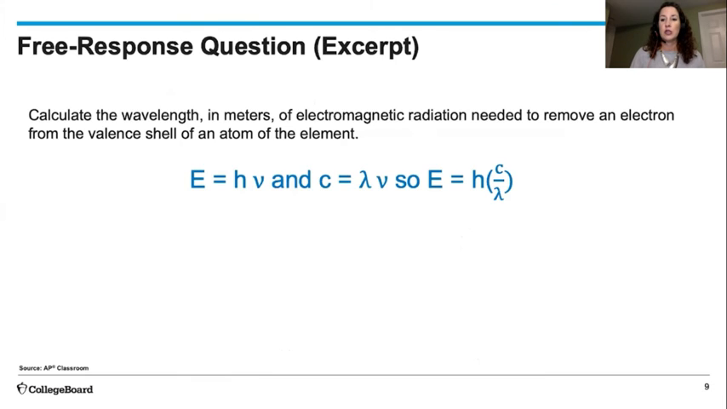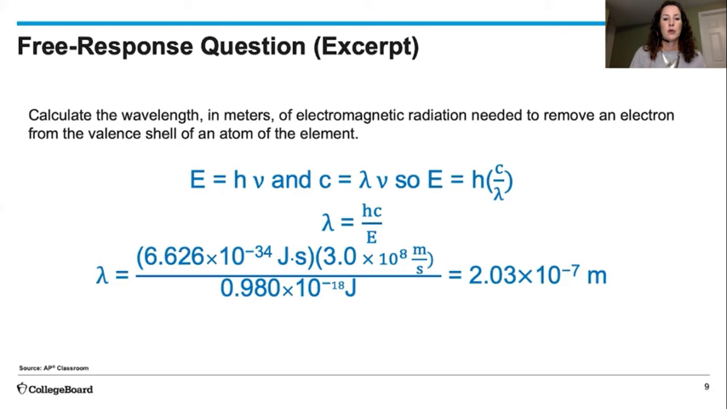So we can say energy is equal to Planck's constant times speed of light over wavelength. Then I can solve for my wavelength by taking Planck's constant times the speed of light divided by energy, which is what we have from our PES spectrum. So here we can plug in our values and we say wavelength is equal to Planck's constant, 6.626 times 10 to the negative 34th joule seconds, times our speed of light, 3.0 times 10 to the 8th meters per second, and divide that by the binding energy from our PES, so 0.980 times 10 to the negative 18th joules.